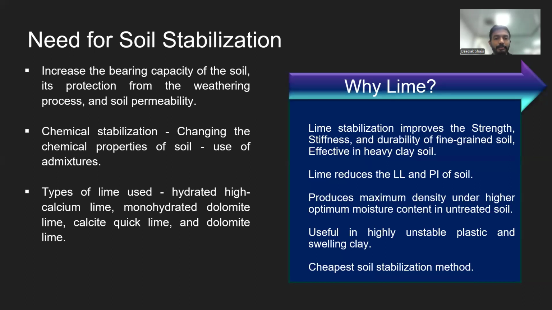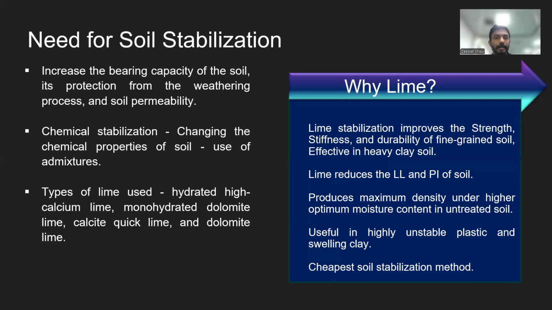In this, we use the chemical stabilization procedure, in which the chemical properties of soil are changed by use of admixtures such as lime. The various types of lime used for soil stabilization are hydrated high calcium lime, monohydrated dolomite lime, calcite lime, and dolomite lime.